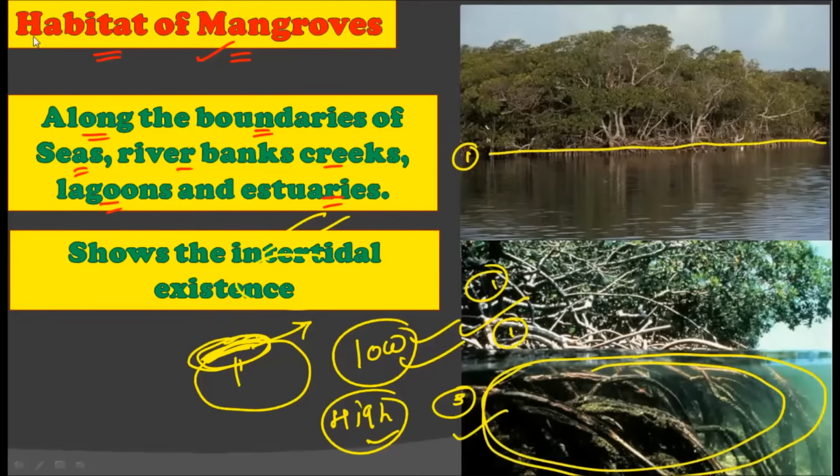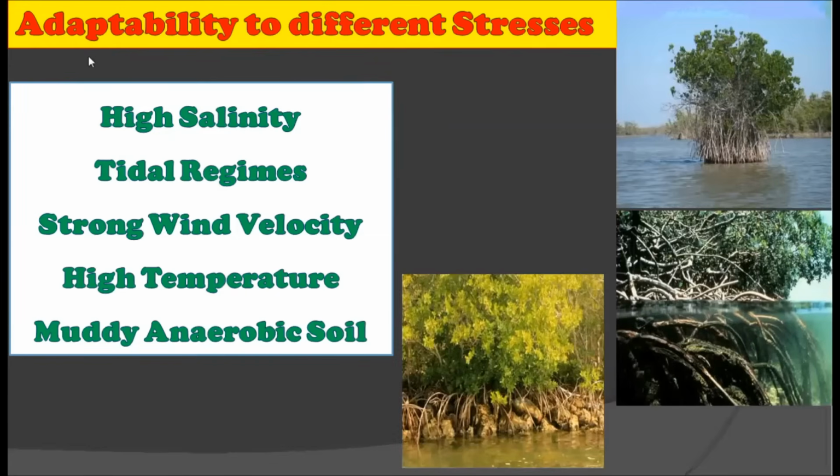So, for the habitat of the mangroves, you have to remember that they grow along the boundaries of seas, riverbanks, creeks, lagoons, and estuaries. Plus, they have their intertidal existence. All right. Now, next is they have adaptability to the different stresses.